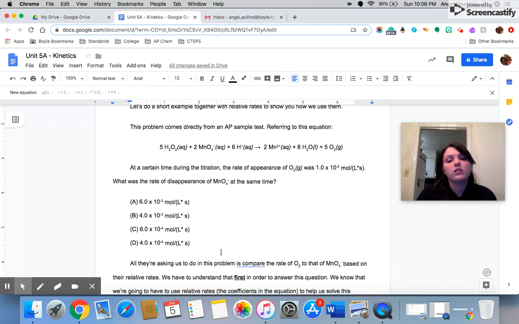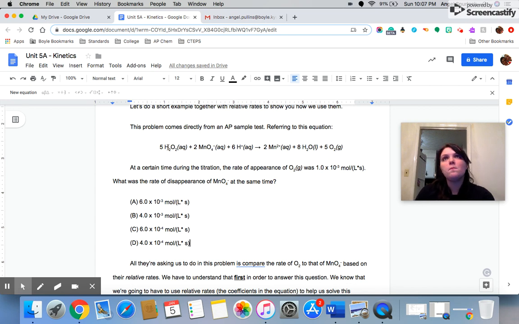And this example is going to come directly from one of our AP sample tests, okay? So referring to this big, long, complex equation right here. At a certain time during a titration, the rate of appearance of oxygen gas was 1.0 times 10 to the negative third moles per liter times seconds. Okay? That's the rate. What was the rate of disappearance of permanganate at the same time?